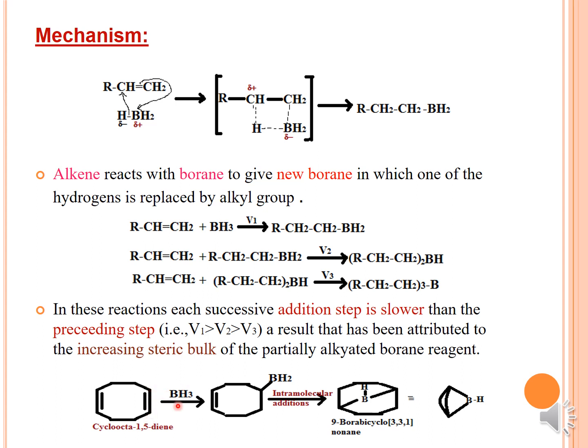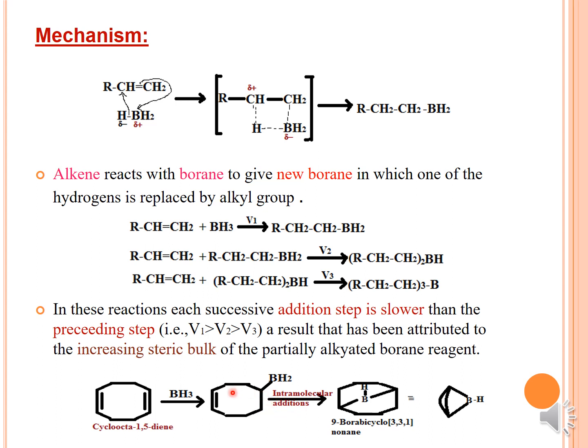So here what happens, when BH3 comes and binds, that is HBH2, one of the hydrides will go and attack the carbon. Meanwhile, this alkene will go and bind to the BH2. So first there is the transition state formation, and later the attack of the BH2 will be shown in the ring. Okay, and then the intramolecular addition will take place.